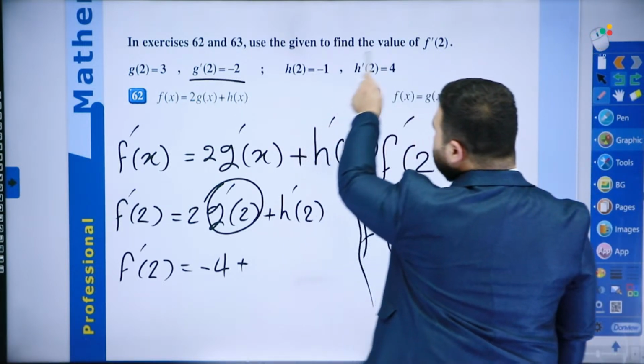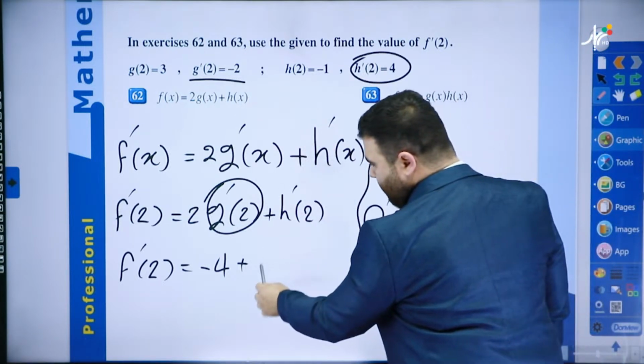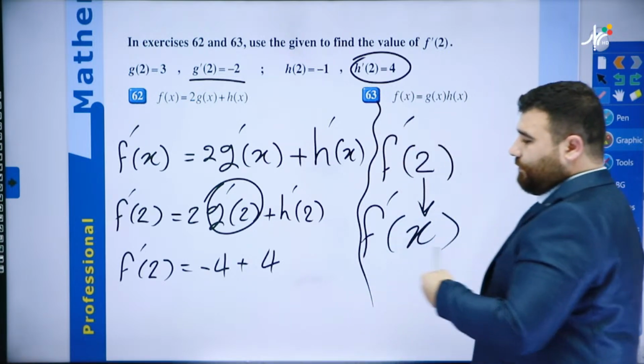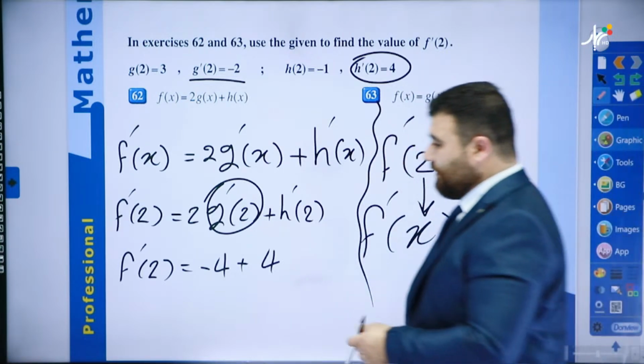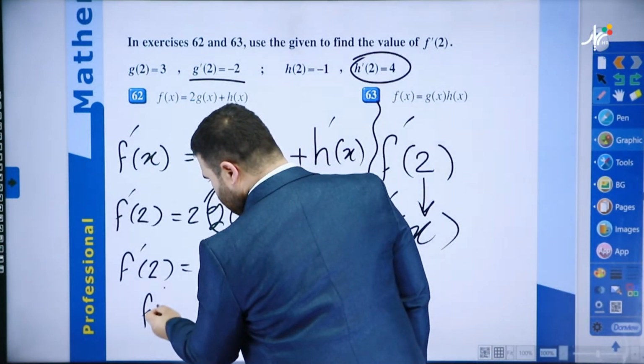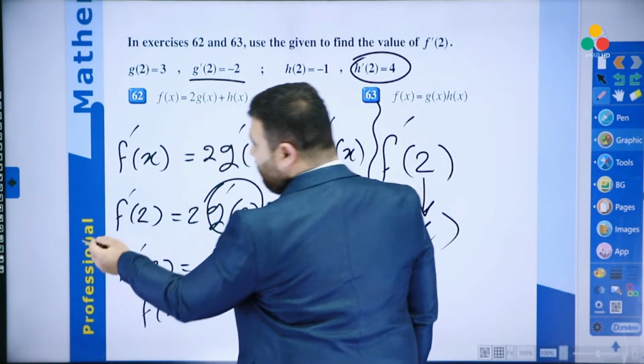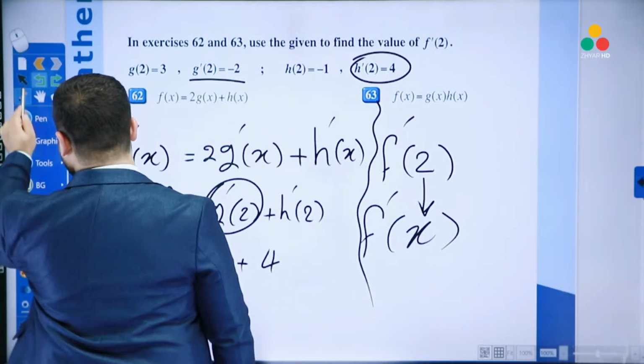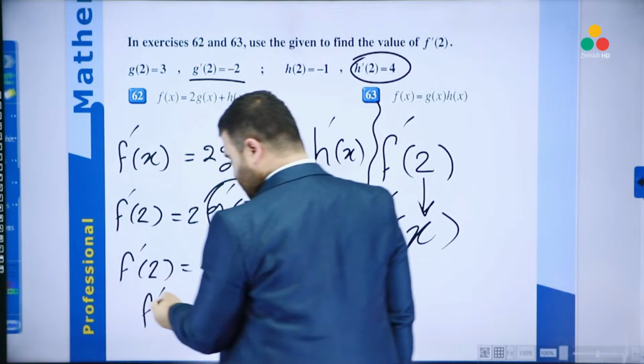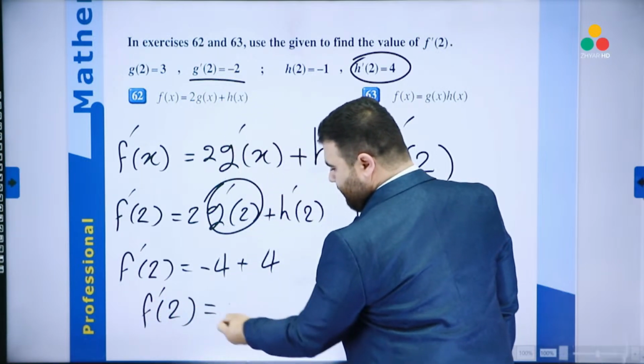H prime of 2 is equal to 4. So we write here 4. Negative 4 plus 4 is 0. So f prime of 2 is equal to 0.